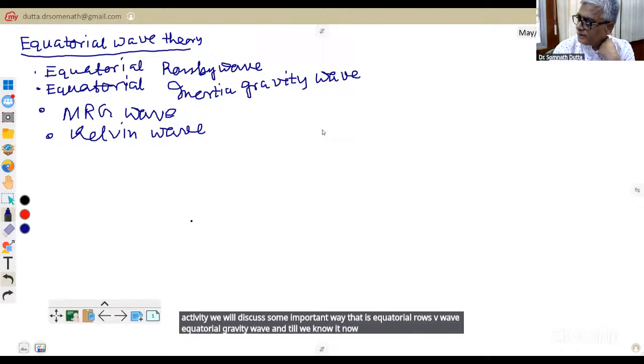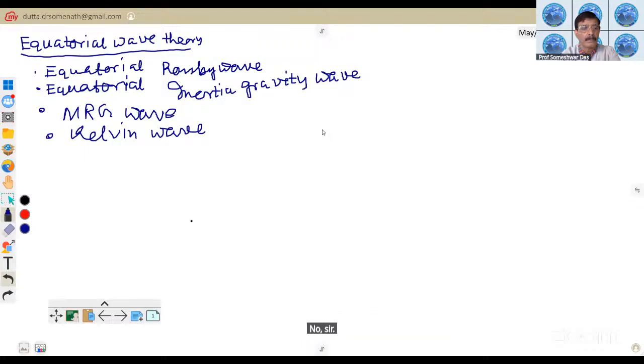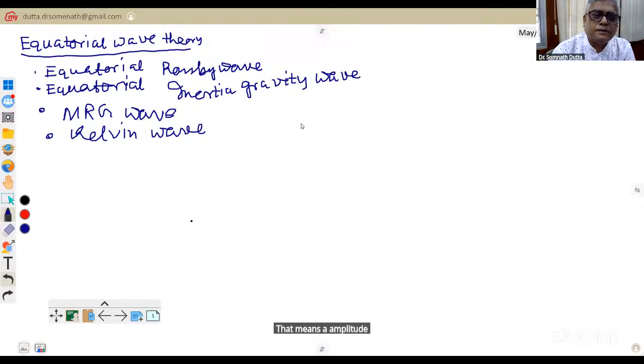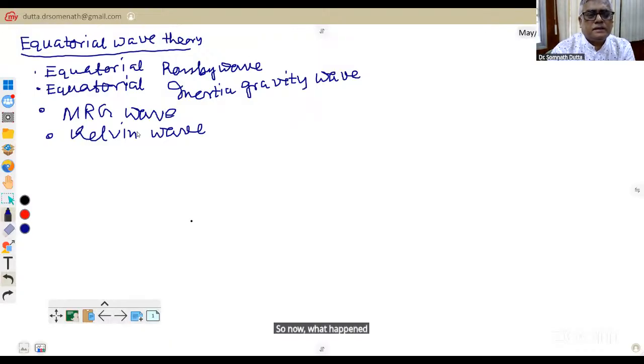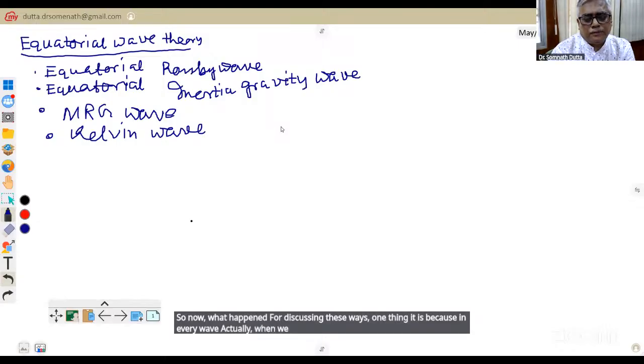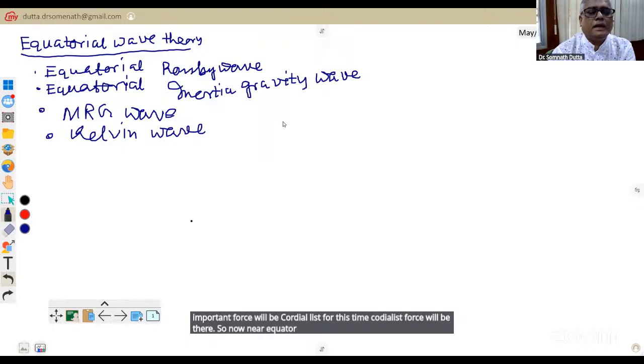Now these equatorial waves are very important waves. Why are we calling them equatorial? Because these waves are equatorially trapped, as if the equator is guiding these waves. That means the amplitude of such waves decays as one moves away from the equator. Now, for discussing these waves, in every wave, we will find that one of the important forces will be the Coriolis force. So now near the equator, we will apply the beta plane approximation.